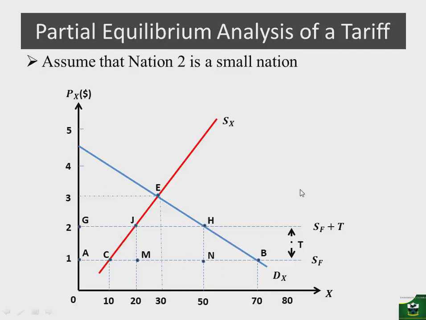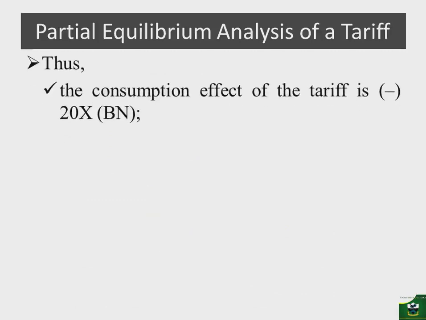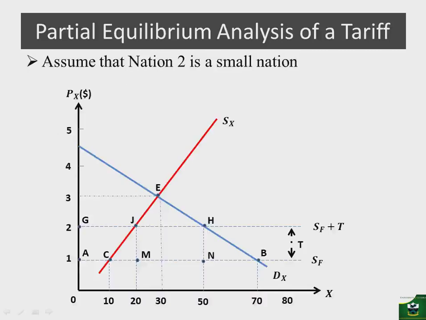Maybe from this we can take this opportunity to describe the effects of the tariff on consumption, on production, on imports, or rather trade, as well as on the revenue. Thus we see that the consumption effect of the tariff is negative 20X, meaning that consumption has reduced. If I take you back to the graph, you will notice that consumption was 70, but because of the tariff, consumption has reduced to 50, meaning we have lost 20 in consumption. Therefore, the consumption effect of a tariff is 20.